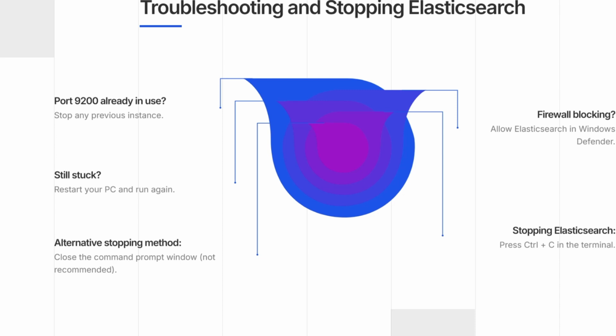So it could also be a firewall issue. Allow Elasticsearch in your Windows Defender, if your Windows Defender is default and doesn't allow Elasticsearch to run. You simply have to navigate to the settings of Windows Defender to allow this process. So stopping Elasticsearch, like I said, is simply Control C in the terminal, and the process is going to be terminated.